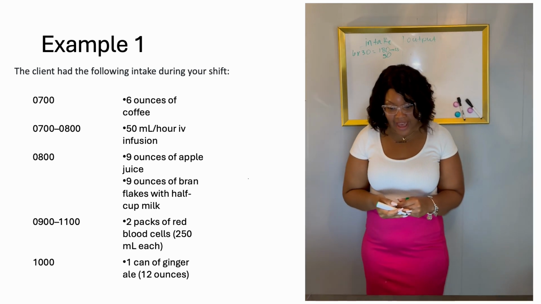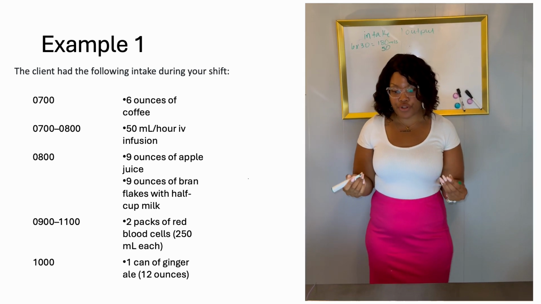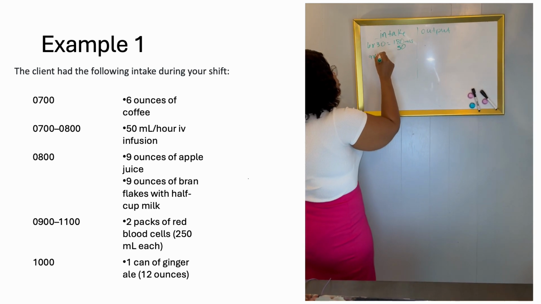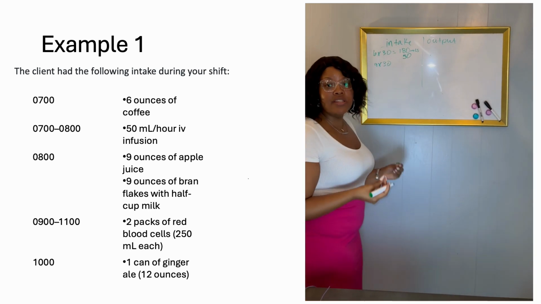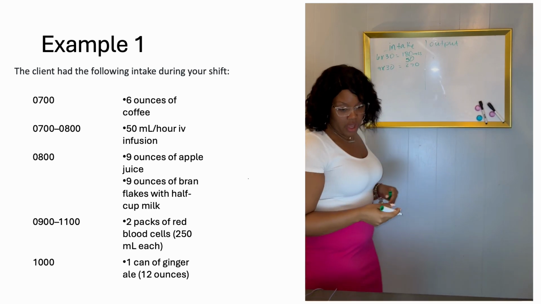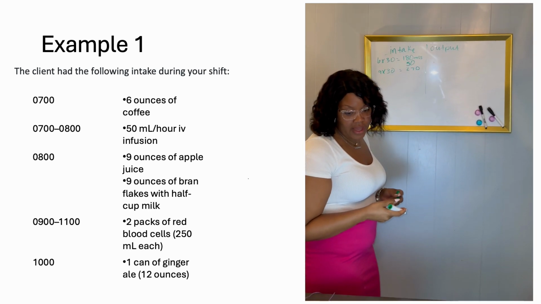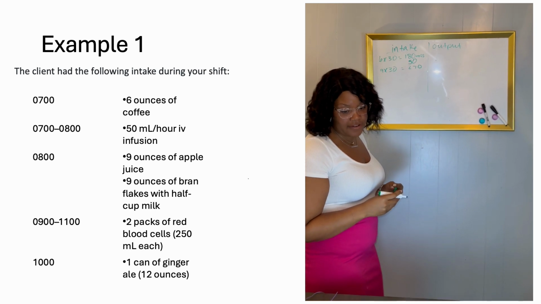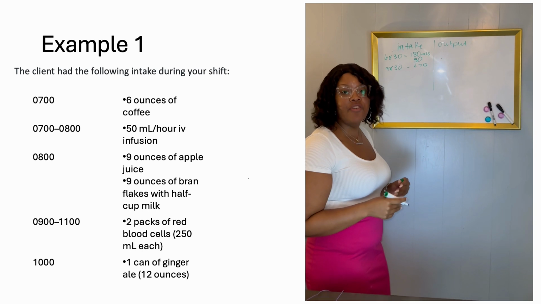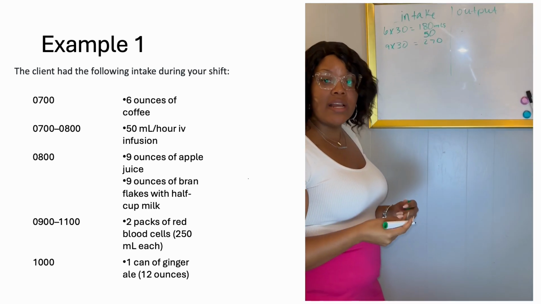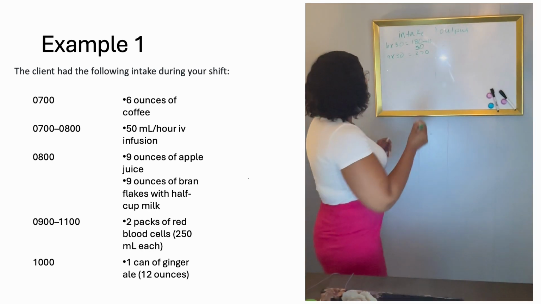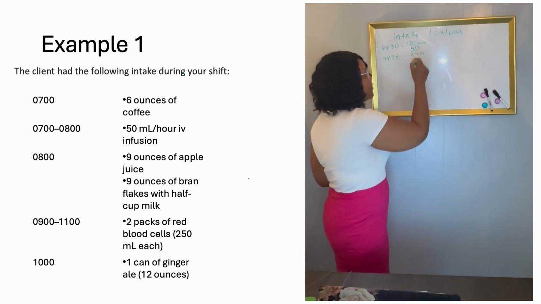All right, we next have 9 ounces of apple juice. We're going to take 9 times 30, because 30 mLs equal 1 ounce, and we get 270. Then we have 9 ounces of bran flakes. That's cereal, so we're not going to count that part, but we're going to count the half a cup of milk. We know that 1 cup is 240 mL, so we divide that in half and get 120 mLs.